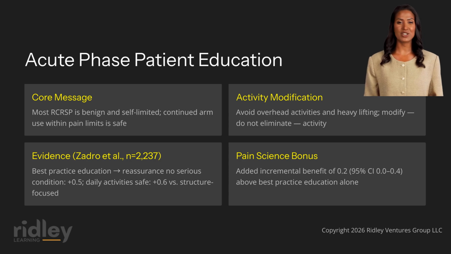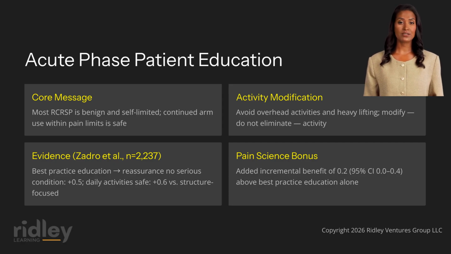Patient education is a strong recommendation of the JOSPT guideline and is considered essential across all phases of management and all patient populations. In the acute phase, education should focus on reassurance about the benign and self-limited nature of most rotator cuff-related shoulder pain, the safety of continued arm use within pain limits, and activity modification to avoid provocative movements such as overhead activities or heavy lifting.